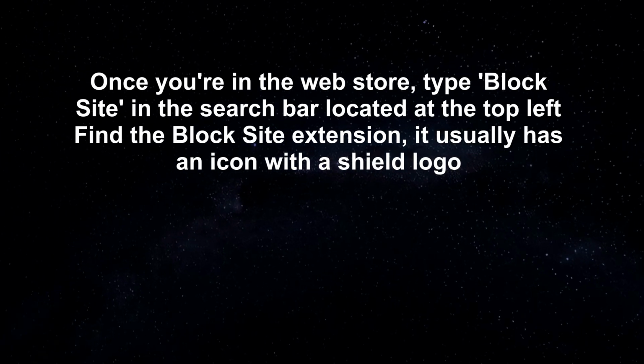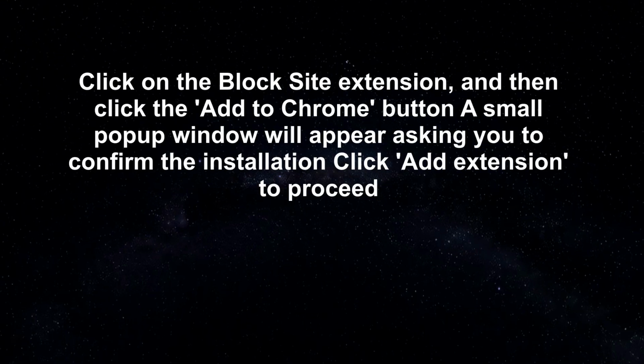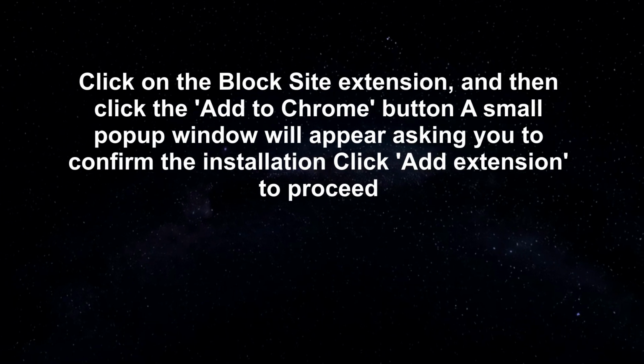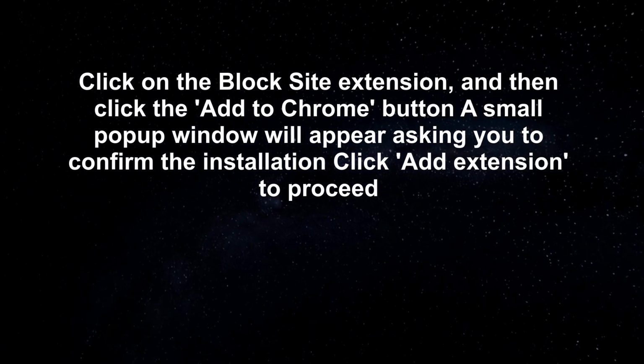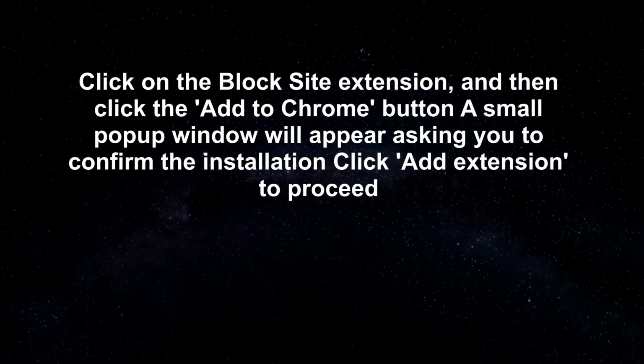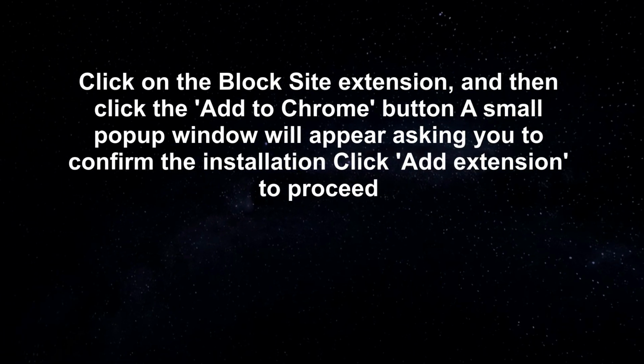It usually has an icon with a shield logo. Click on the block site extension and then click the Add to Chrome button. A small pop-up window will appear asking you to confirm the installation. Click Add Extension to proceed.